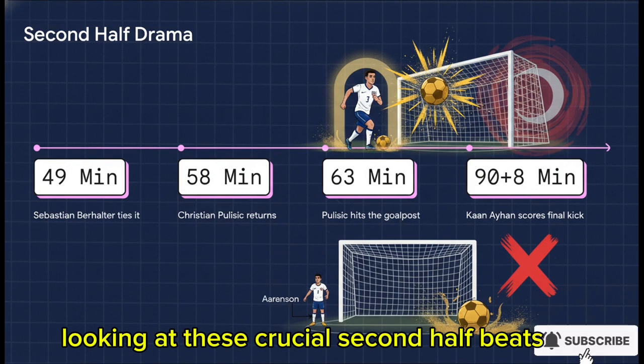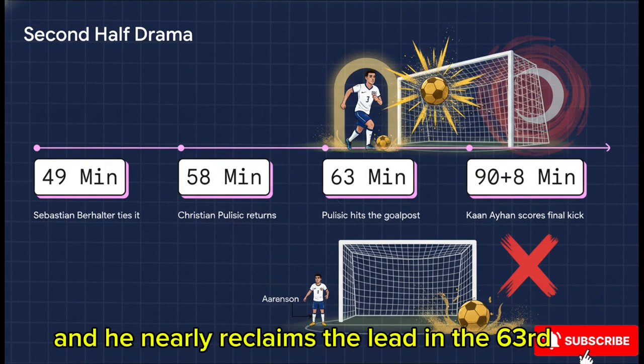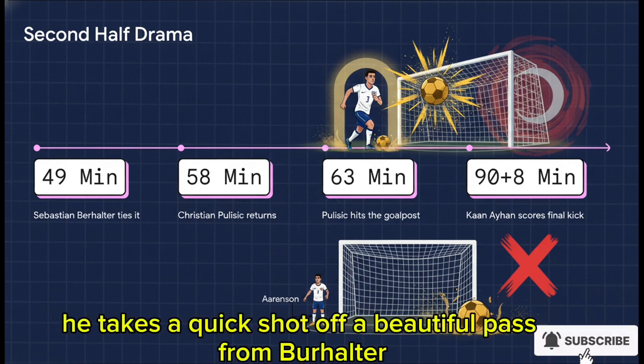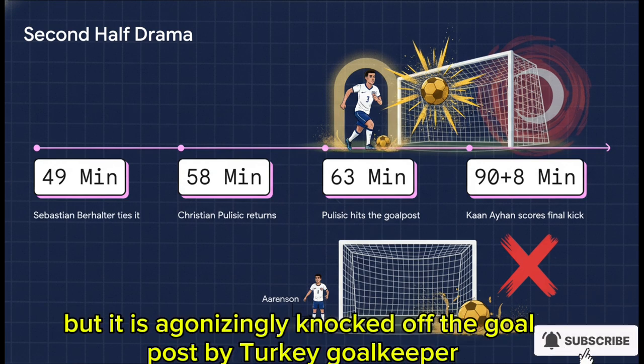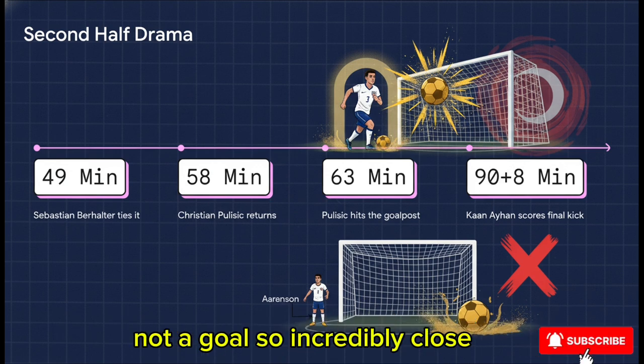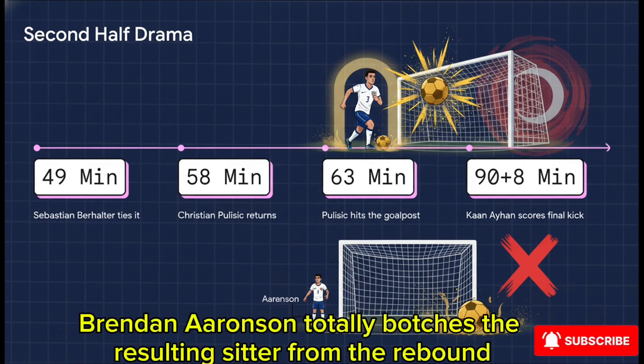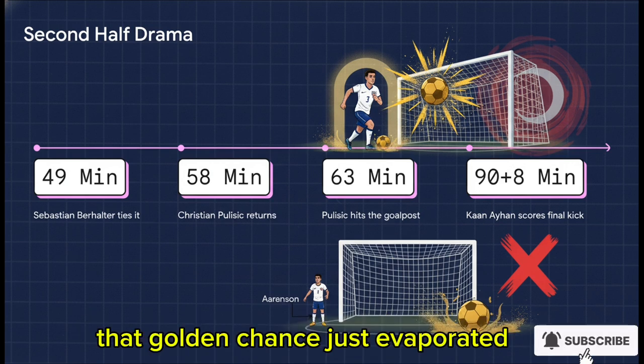Looking at these crucial second-half beats. So, Pulisic enters in the 58th minute, and he nearly reclaims the lead in the 63rd. He takes a quick shot off a beautiful pass from Berhalter, but it is agonizingly knocked off the goalpost by Turkey goalkeeper Ugur Can Çakır. Just off the post, not a goal. So incredibly close. And to make matters worse, Brenden Aaronson totally botches the resulting sitter from the rebound. That golden chance just evaporated.